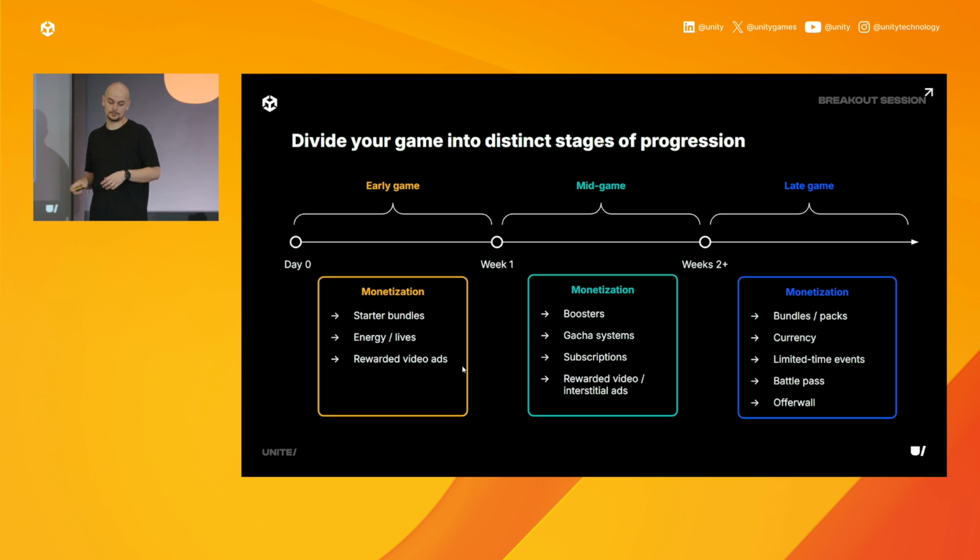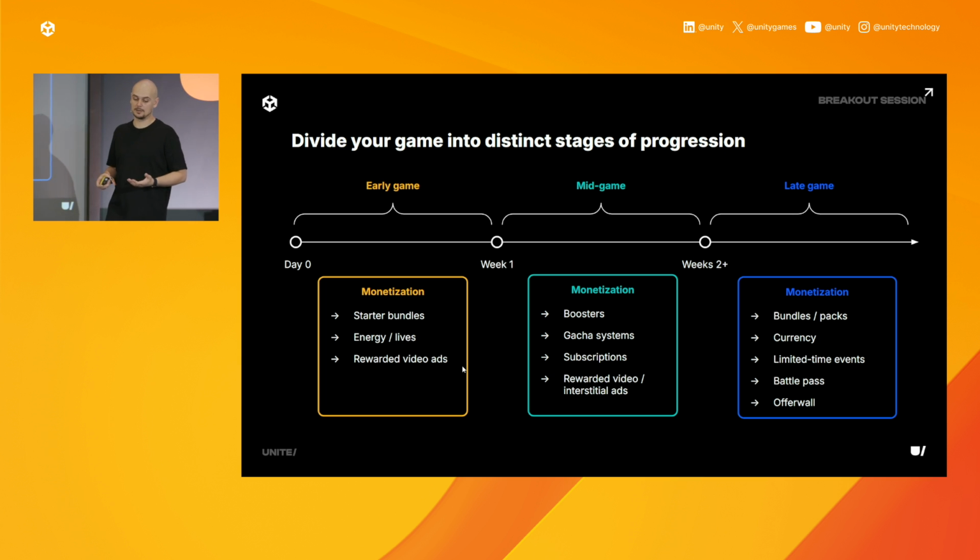Then the next stage, mid-game. The focus here shifts to retention and conversion. By now, players have already developed habits within your game. And this is when you introduce social multiplayer systems and seasonal events. In-app purchase mechanics like piggy banks, boosters, gacha, and subscriptions become key at this stage.